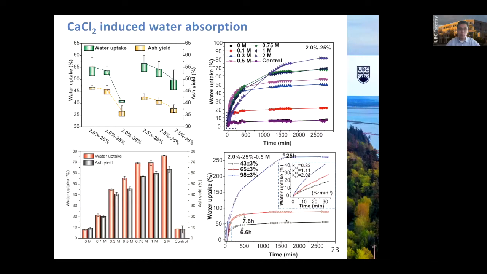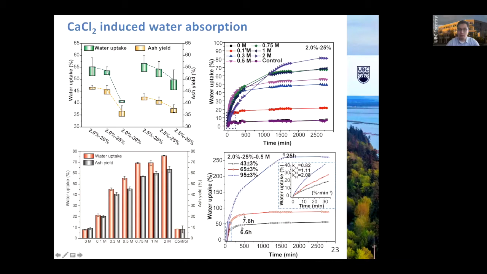We compare water absorption with the ash content. For ash content, we basically burn off all the organic matter, leaving only the inorganic, which is calcium chloride. We can see the water uptake is proportional to the ash content, meaning the majority of the water absorption is due to the calcium chloride. We know cellulose is a polar polymer, so it has a lot of polar functional groups.